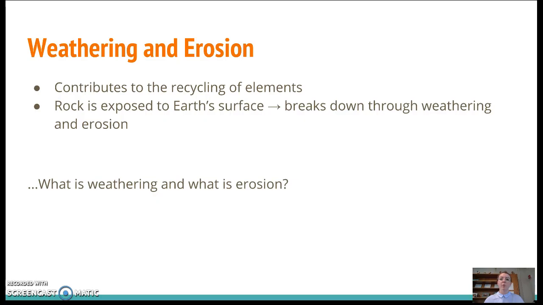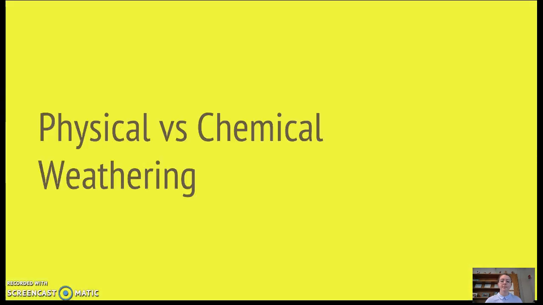So a quick review about where we've been. We've talked about weathering and erosion. We talked about how that contributes to the recycling of elements. So rock is exposed to Earth's surface, it's broken down through weathering and erosion, and then it's moved around, put back into the mantle at some point or another just so it can cycle back through. So we've talked about weathering and erosion, but what is weathering and what is erosion?